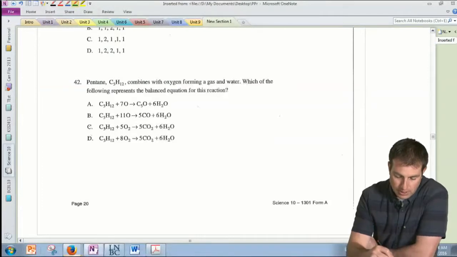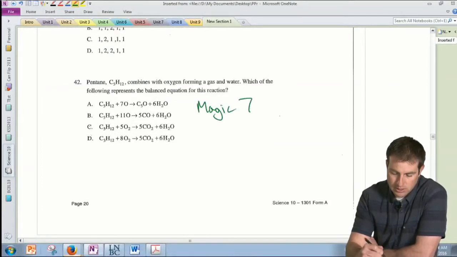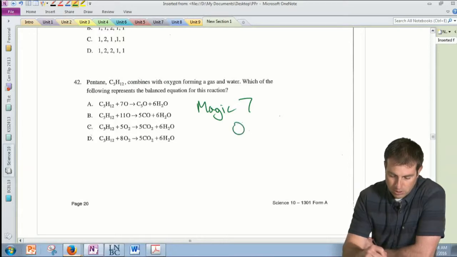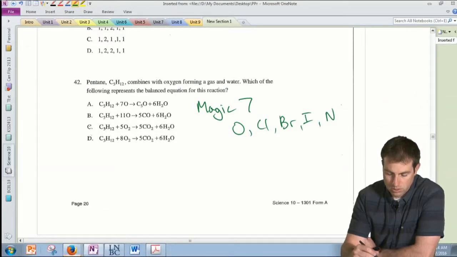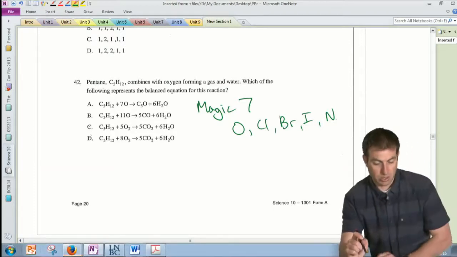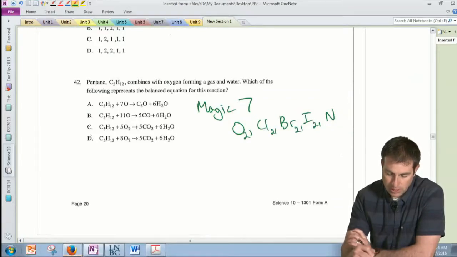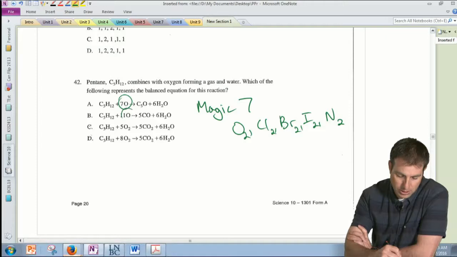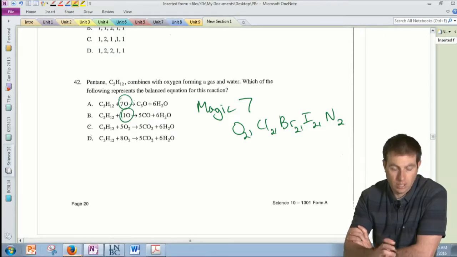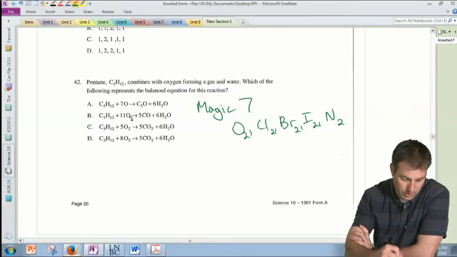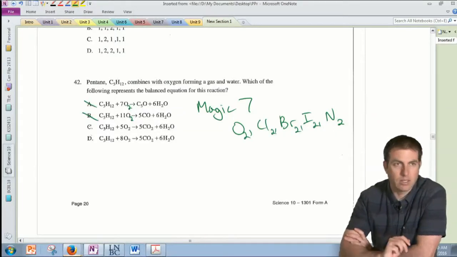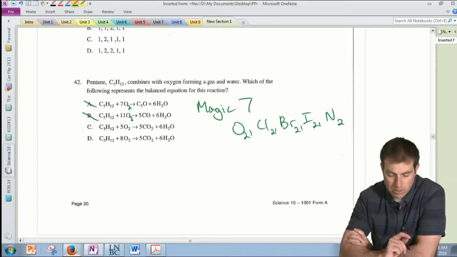And in this case, we talked about the magic 7. Oxygen, chlorine, bromine, iodine, nitrogen. I forget what they all are. 1, 2, 3, 4, 5. I'd have to look at a periodic table. I don't have one in front of me, but these are diatomic: O2, Cl2, Br2, I2, N2. If I look at oxygen gas here for the first 2 letters, I see that it's not diatomic. So I can automatically get rid of A and B because they're not diatomic. If oxygen's by itself, it has to be diatomic.